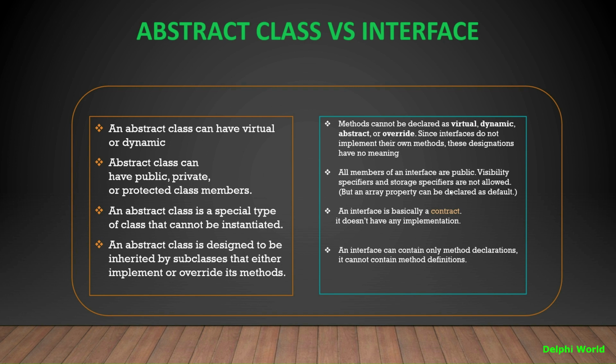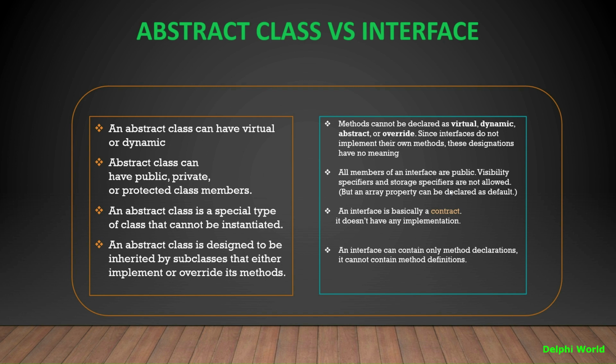An abstract class is a special type of class that cannot be instantiated. An interface is basically a contract. It does not have any implementation, but it's a contract. Whenever we inherit the interface in our child class, we need to provide the definition of each and every method, that is the contract. So we have to write the logic for those methods.